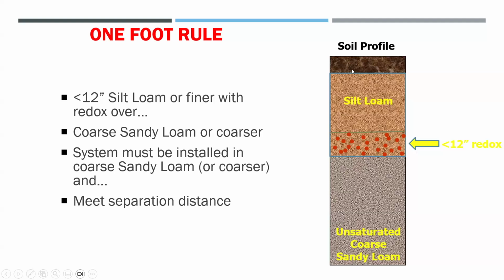But what this says though is that if I have silt loam or finer over unsaturated coarse sandy loam or coarser, I can install the system down below here because even though it's holding it here, it's not ponding really. It's enough that I could get redox to form, but it's not releasing it to flood out my system. And my system I can install here and still have my 3 foot separation down to a limiting factor and get my system to work.